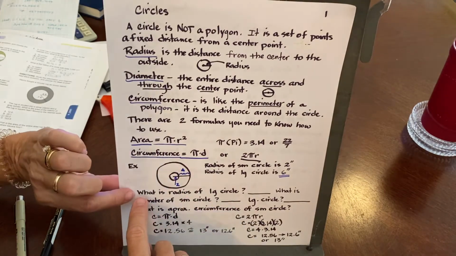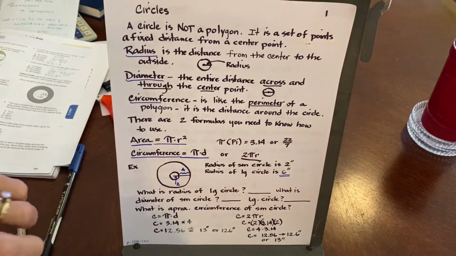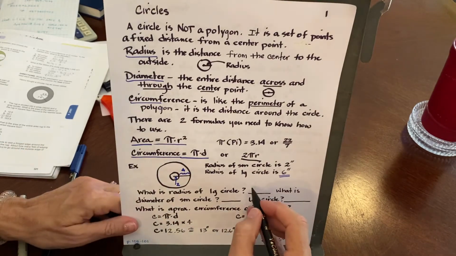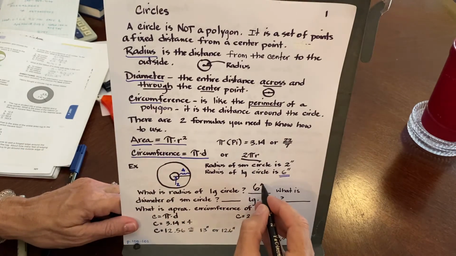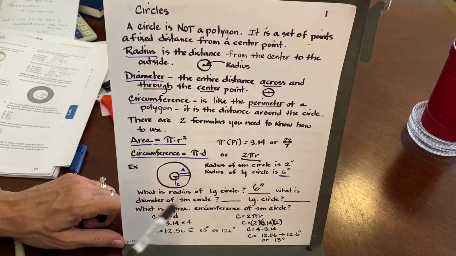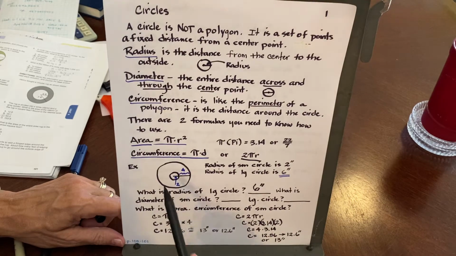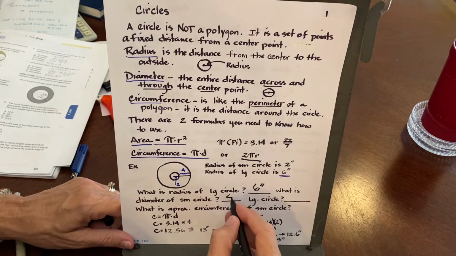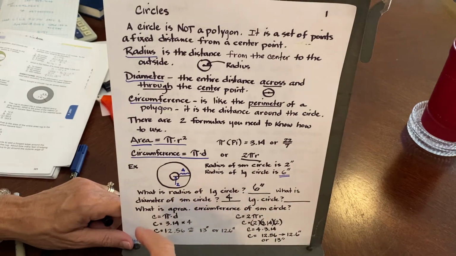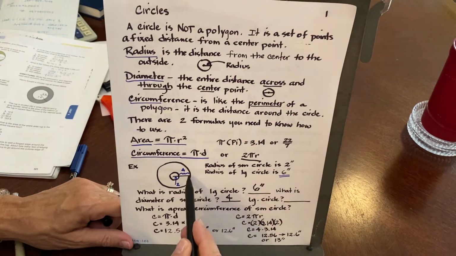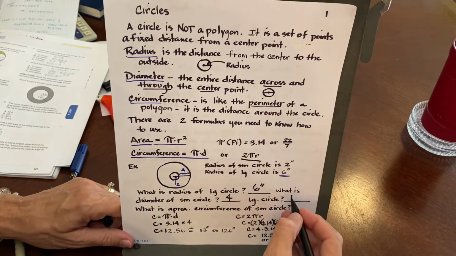Okay, here's a question. What is the radius of the large circle? Well, the radius of the large circle is 6 inches. What is the diameter of the small circle? Well, the diameter is this 2, and then I have to go the other side as well. So 2 times 2 is 4. That's the diameter of the small circle. And what's the diameter of the large circle? Well, the diameter is going to be double this number 6. So 2 times 6 is 12.